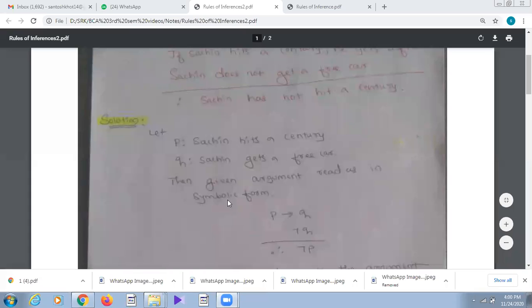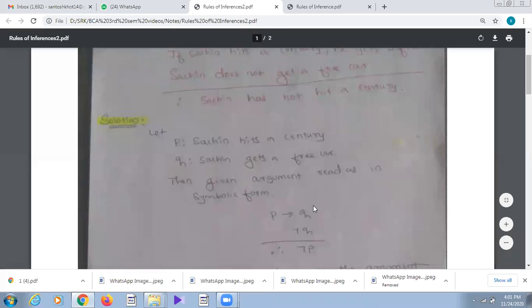Okay, so "therefore" symbol as it is, and Sachin has not hit a century. Sachin hits a century is P, and this is the opposite of that sentence, so we consider this negation of P. Write negation P as it is. So check it: is it P then Q? Next negation Q is there, and after that negation P will come.